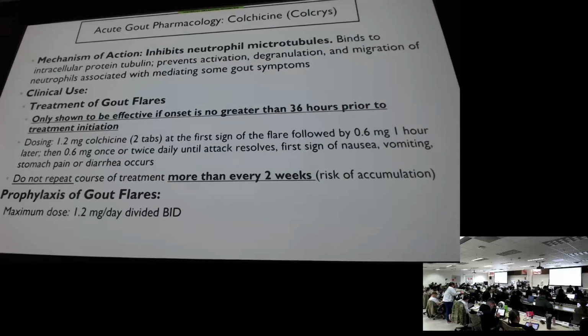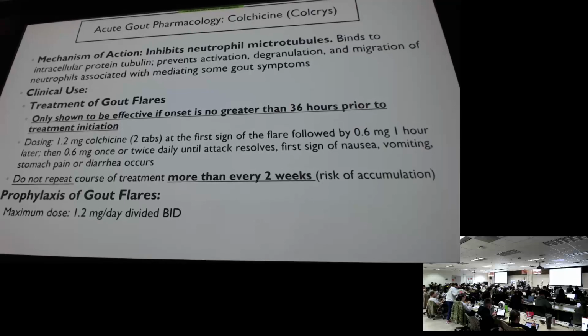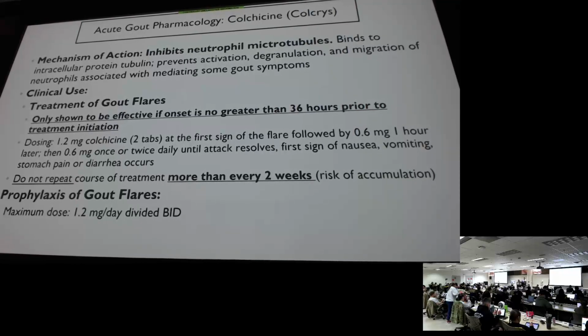And once again, it must be used within 36 hours. There is a special dosing. We don't often test dosing in Pharm. I do need you to know for the PANTS though, the dosing of colchicine within 36 hours: it's 2 tabs at the first sign of the flare, followed by 0.6 1 hour later, and then either 0.6 once or twice daily until the attack resolves. But what I need you to know is that it's 1.2 milligrams at the first sign of the flare, so 2 tabs, and then you're going to go to 0.6.